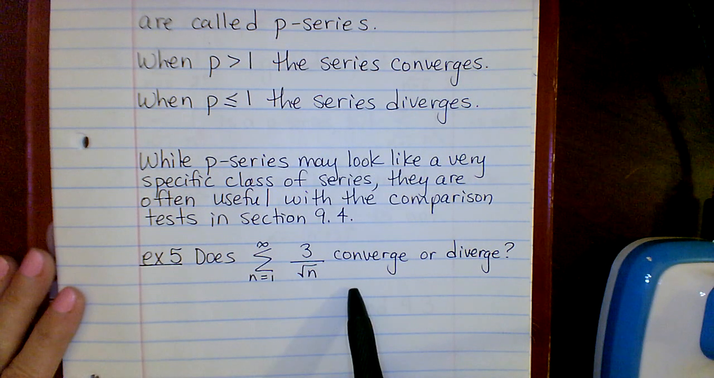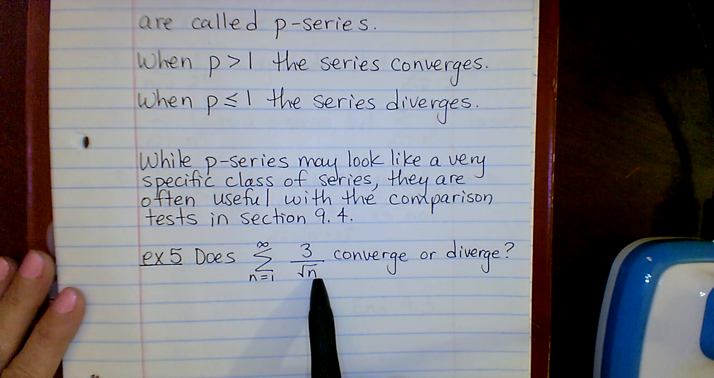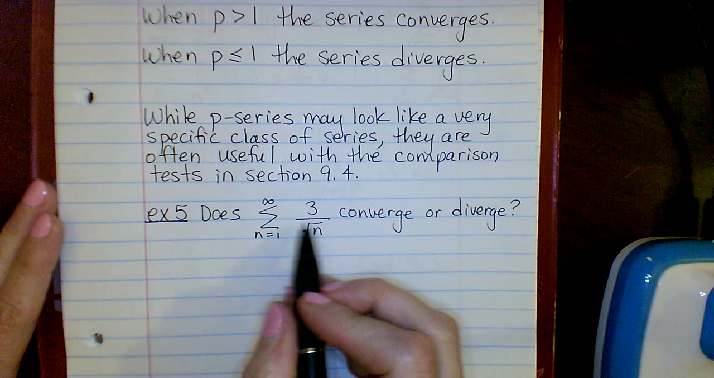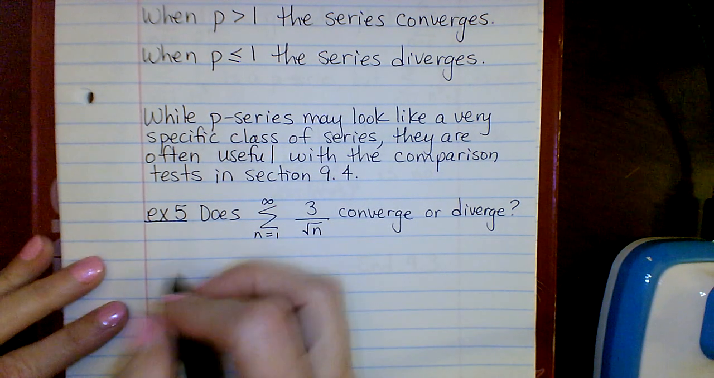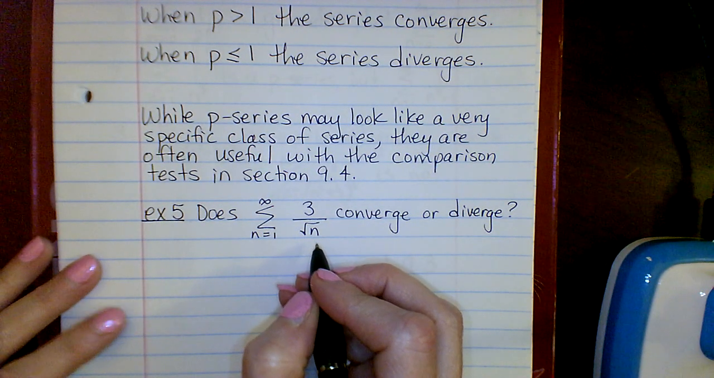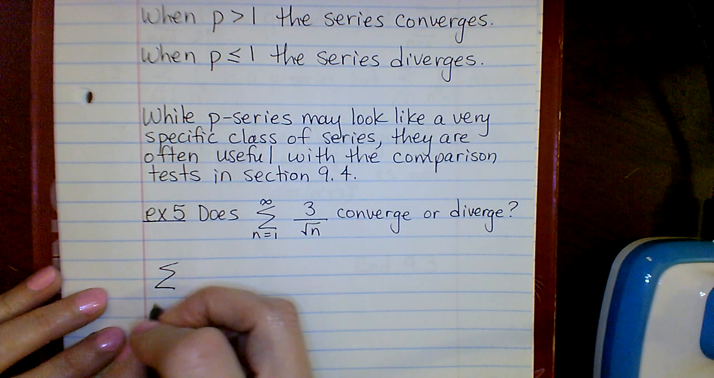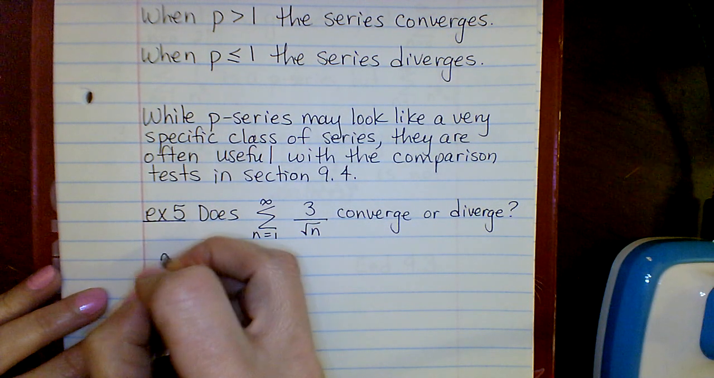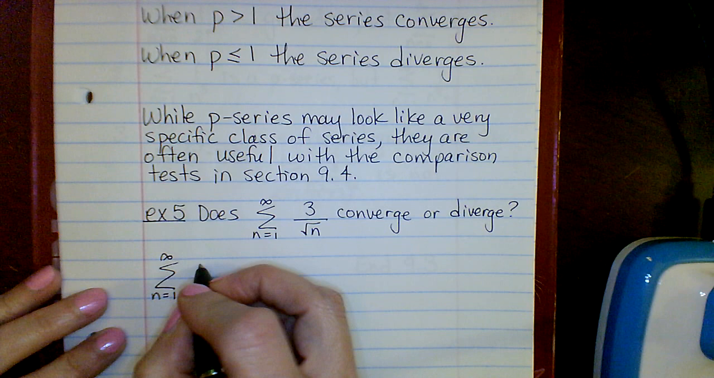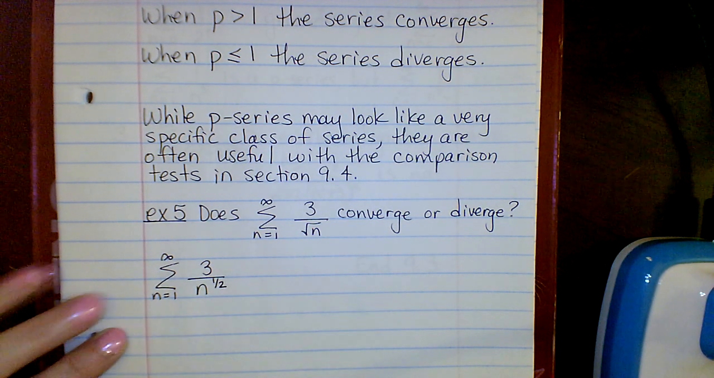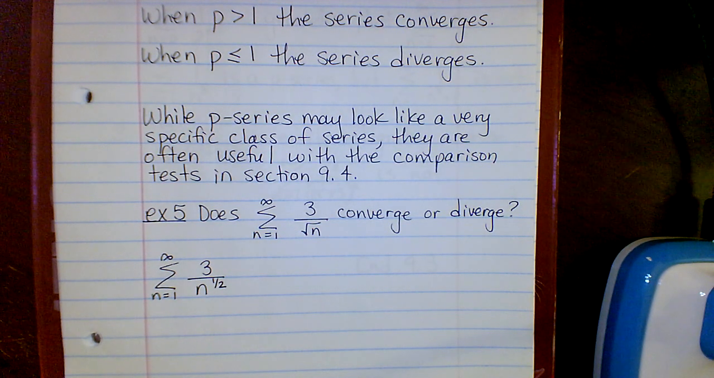Let's look at this one. This was a p-series. It may not look like a p-series, but it is. That's because, remember, that square root of n can be rewritten as a 1/2 power. So if I rewrite this as the sum from n equals 1 to infinity of 3 over n to the 1/2, okay, now you can see that's a p-series.